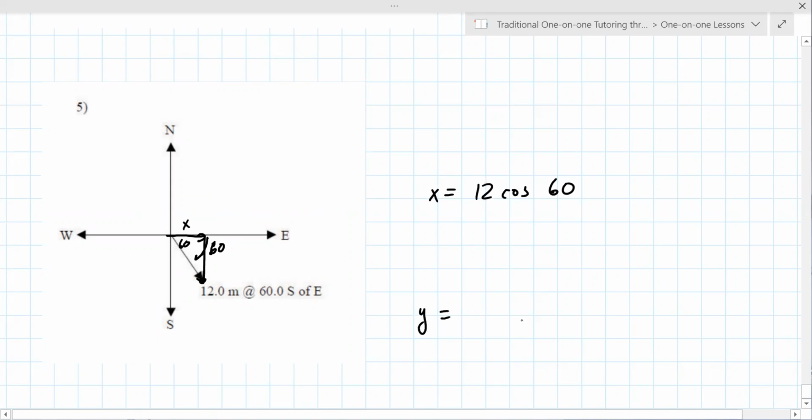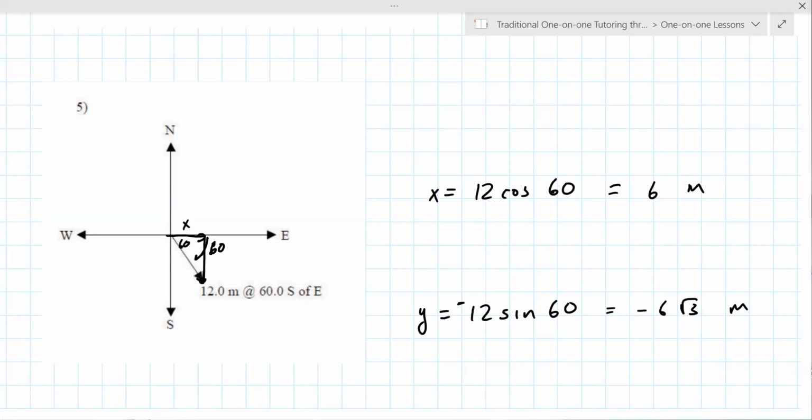And then Y is 12 sine 60, but it's negative. So we're going to go down. Cosine 60 is 1/2. And then sine 60 is minus square root 3 over 2. So those work out a little nicer. Last one.